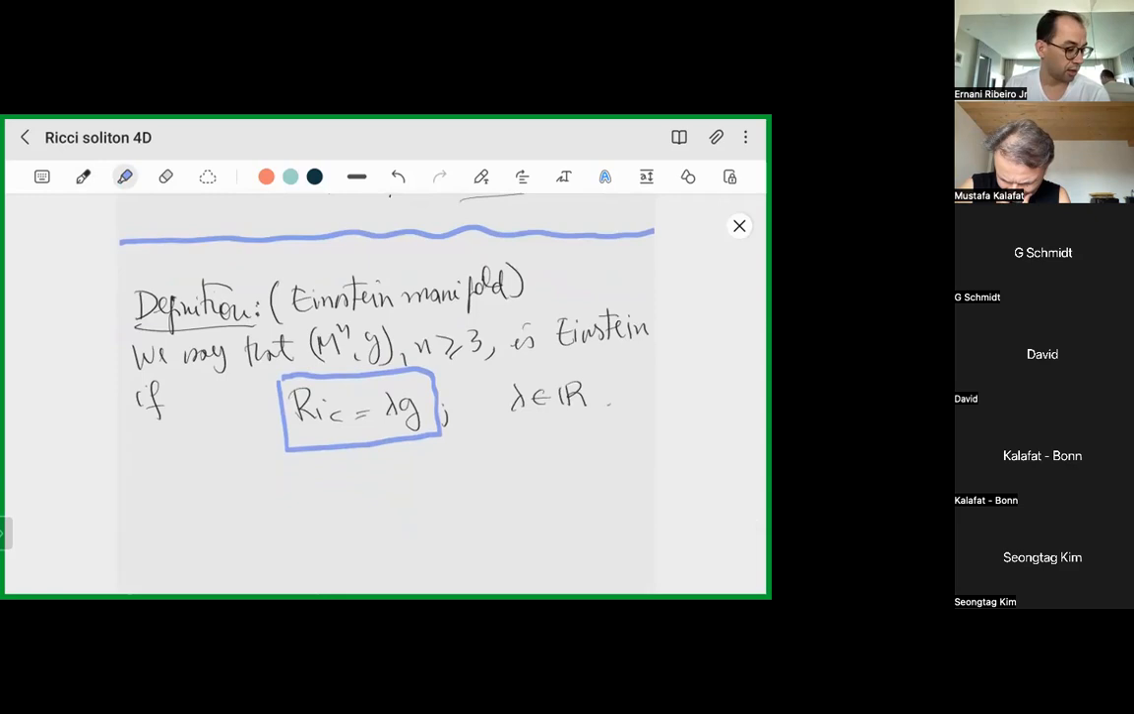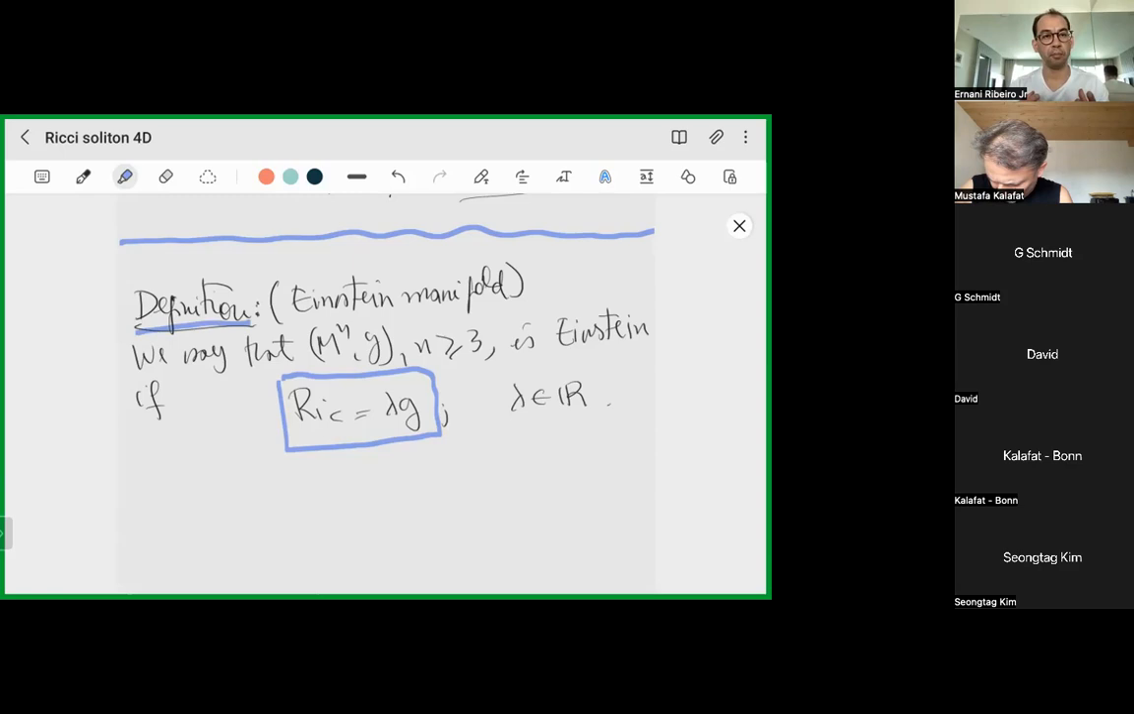And also they come from critical points of the scalar curvature functional, which is also known in the literature as the Einstein-Hilbert functional. There are many results in the classical books about Riemannian geometry that say that Einstein metrics are the best ones on a given manifold.